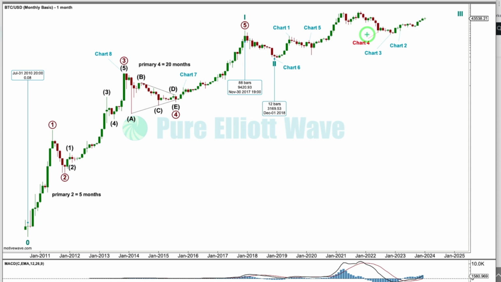Let's have a look at an example where it doesn't always work. I want to highlight this next chart because I want to show you it doesn't always work this way. It works more often than not, but not always.